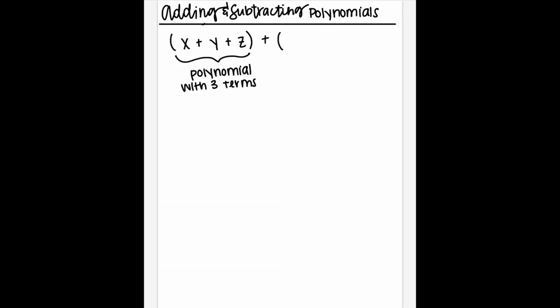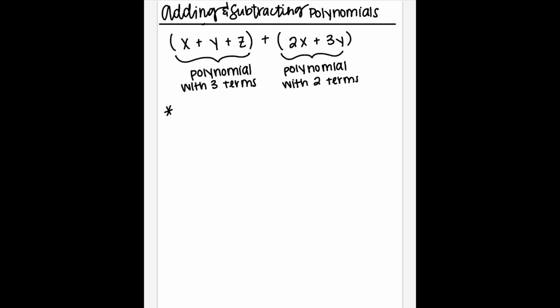Now we can add two or more polynomials together. So an example of a separate polynomial grouped together by parentheses would be 2x plus 3y, and this polynomial has only two terms. So this is an example of what adding and subtracting polynomials is going to look like before we actually add or subtract the terms.